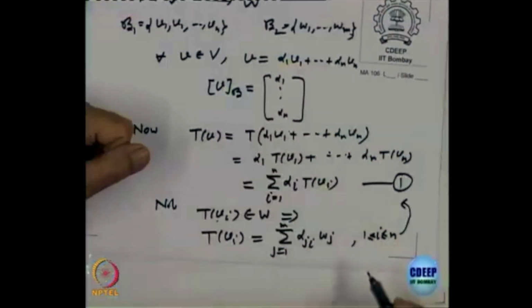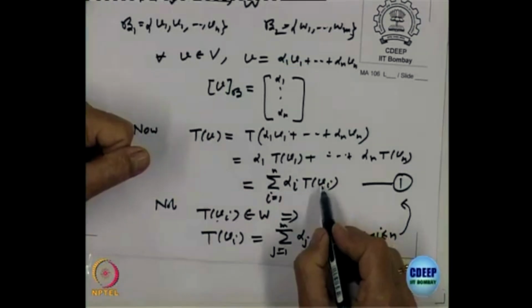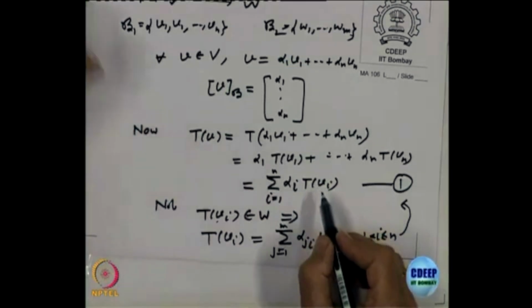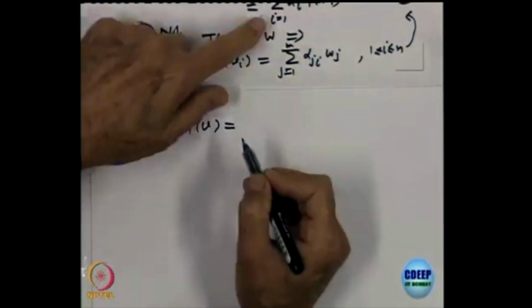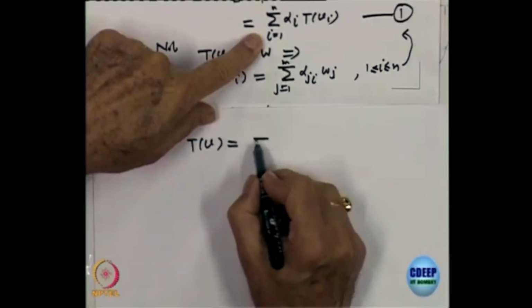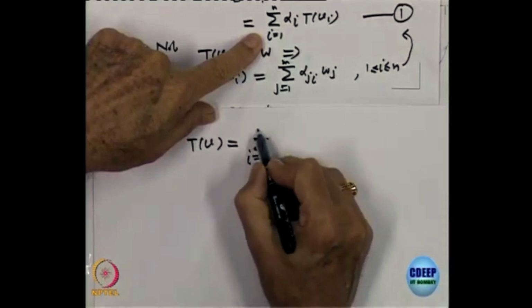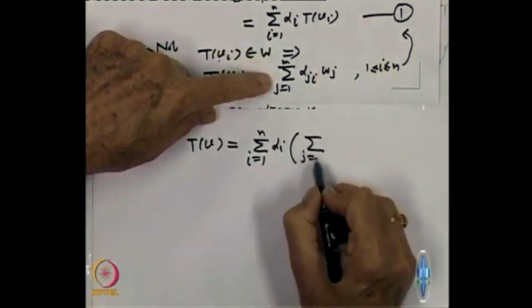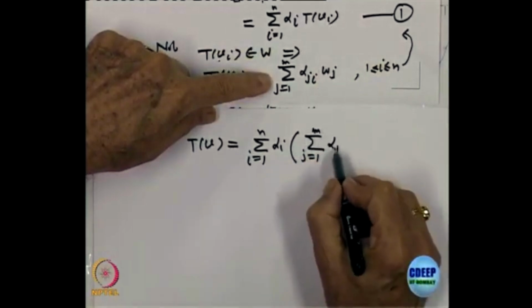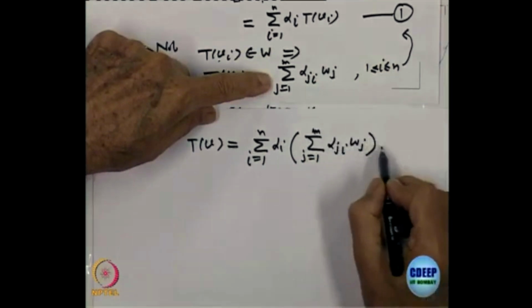Is that okay? What I am going to do is put back this value of T of Vi. So let us put back the value. This implies T of V is equal to, we had, sigma i equal to 1 to n alpha i T of Vi, which is sigma i equal to 1 to n of sigma j equal to 1 to m alpha j i Wj.